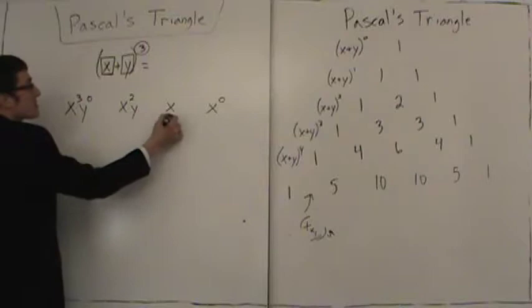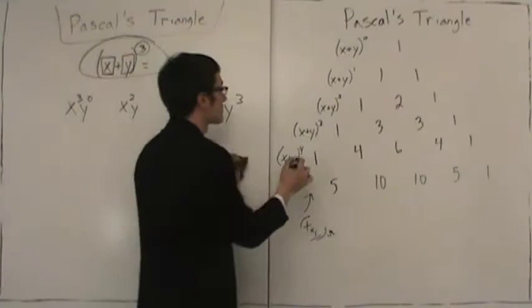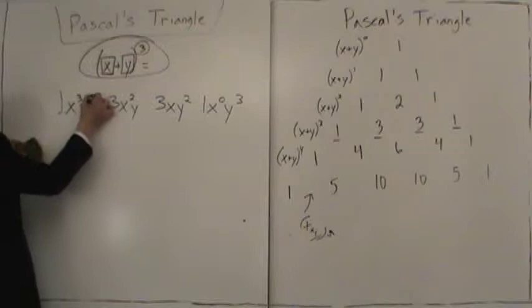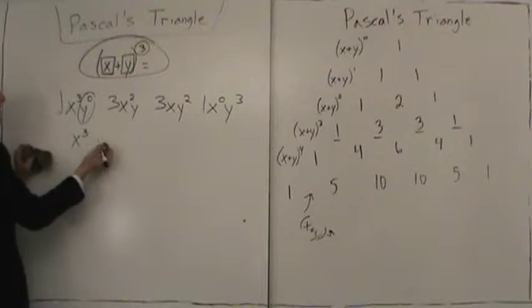And now we look at this row in Pascal's triangle. This row, 1, 3, 3, 1. We're going to put our coefficients in. 1, 3, 3, 1. And now write our final answer. Remember that 1 and y to the 0 are both 1. These can be ignored, so we're just going to write x to the 3rd. And now plus 3xy squared, x squared y, I'm sorry.